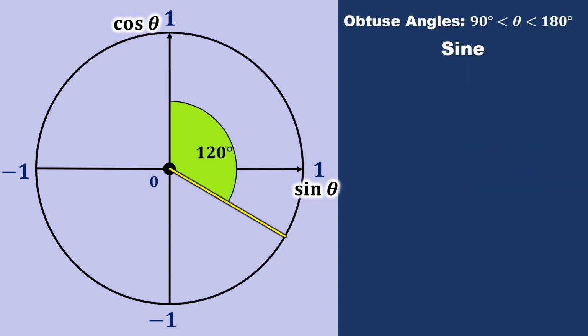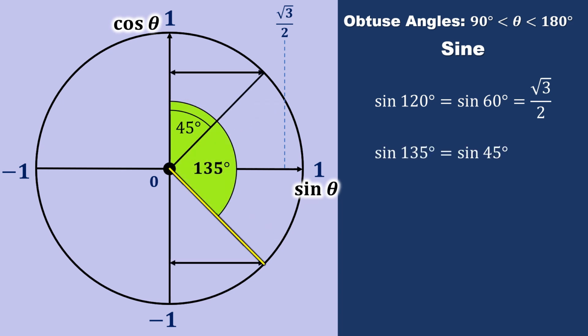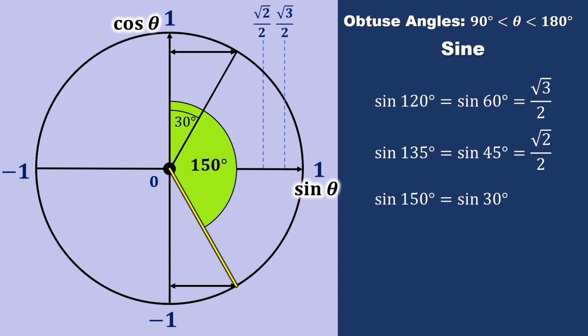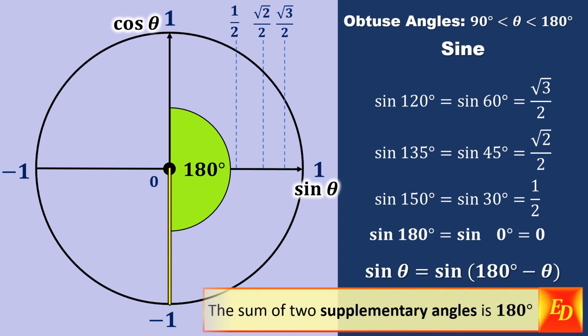Moving on to the obtuse angles. Sine 120 is the same as sine 60, which is equal to square root of 3 over 2. Sine 135 is the same as sine 45, which is equal to the square root of 2 over 2. Sine 150 is 1 over 2, and sine 180 is back to 0 again. This shows that the sine of an angle is equal to the sine of its supplementary angle.